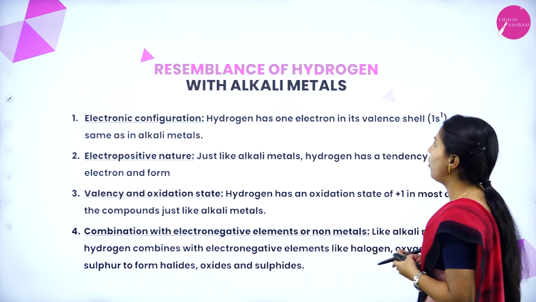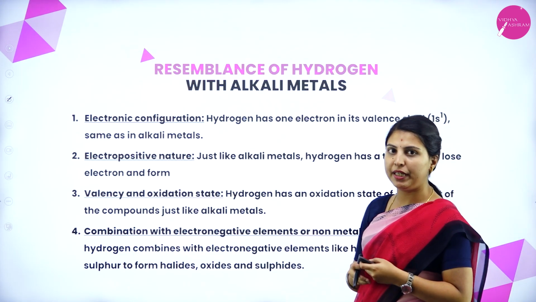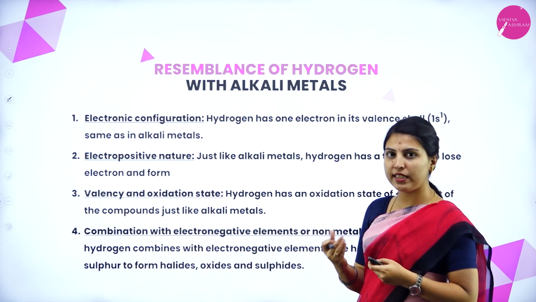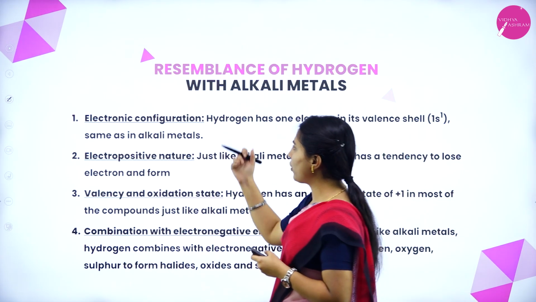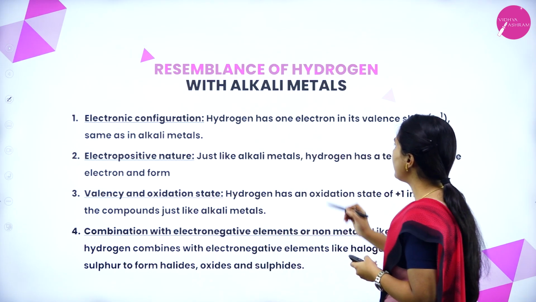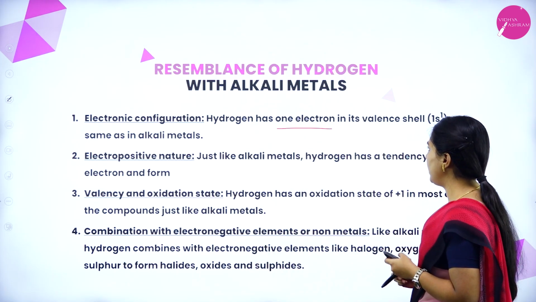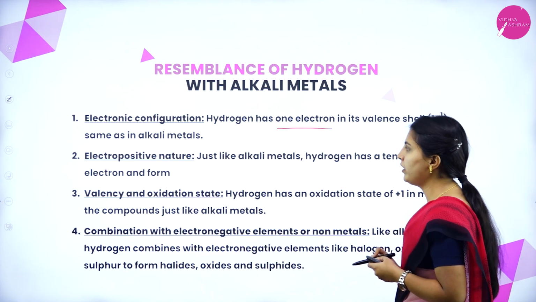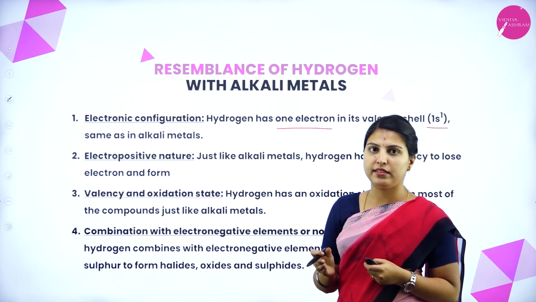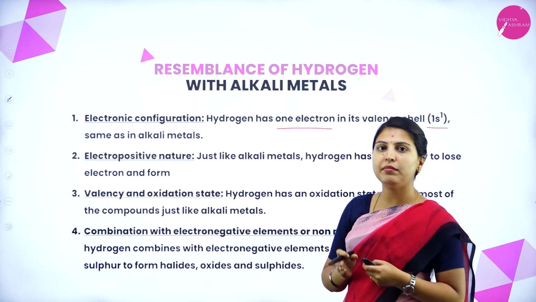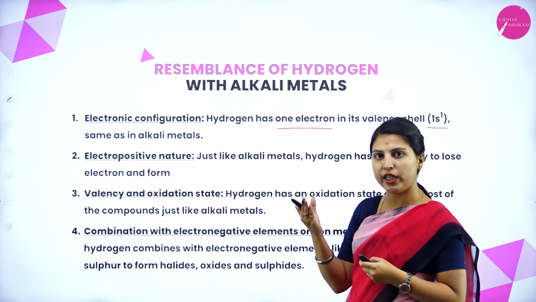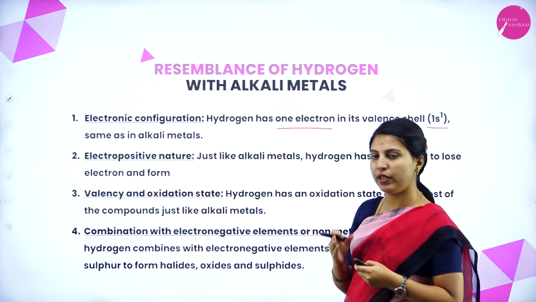Next, resemblance of hydrogen with alkali metals. How hydrogen resembles the alkali metals, we will see through its properties. First, electronic configuration. Hydrogen has 1 electron in its valence shell, so its electronic configuration is 1s1, same as in alkali metals. Usually the first group alkali metals have valence shell s1 only. So here also the valence shell is s1 only.